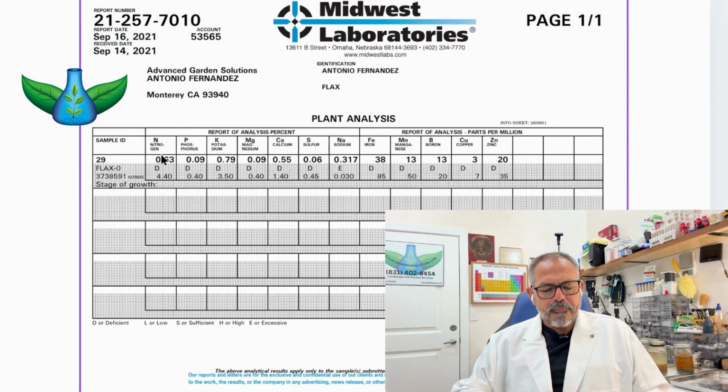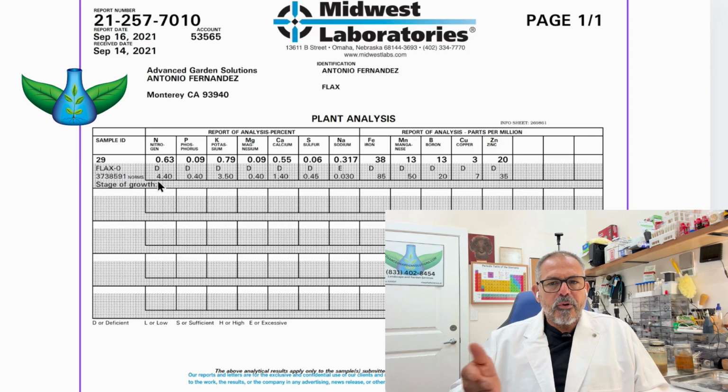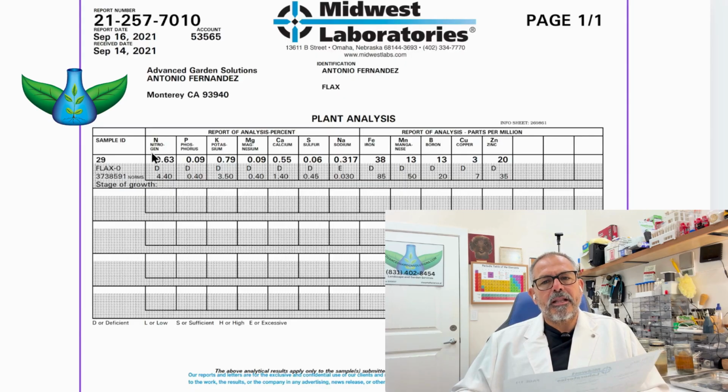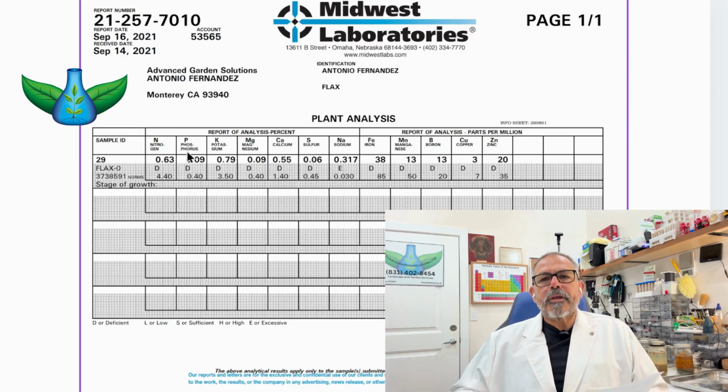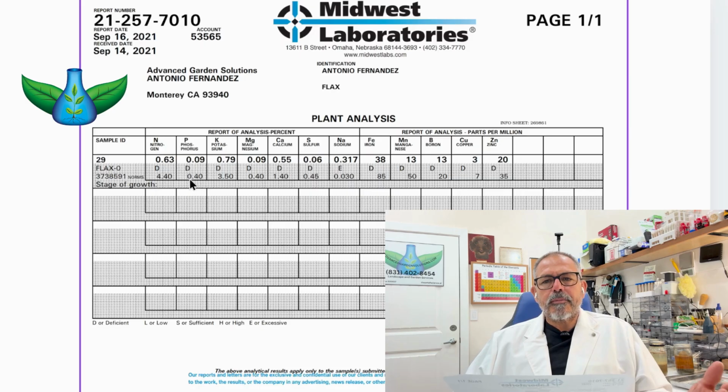First, we have nitrogen. In the test results, we have 0.63%, when ideally it should be between 1.5 and 4.4% nitrogen. So this is not even half of the necessary nitrogen for the plant. Then we move to phosphorus, which we actually have an excess in the soil, but because it is blocked by other minerals, the plant is still highly deficient at 0.09%, when ideally it should be between 0.15 and 0.40%.